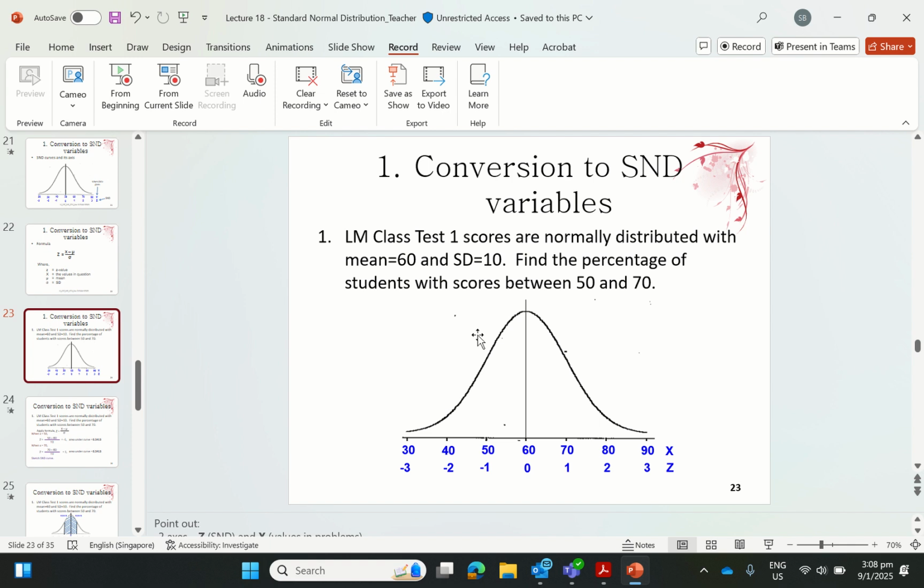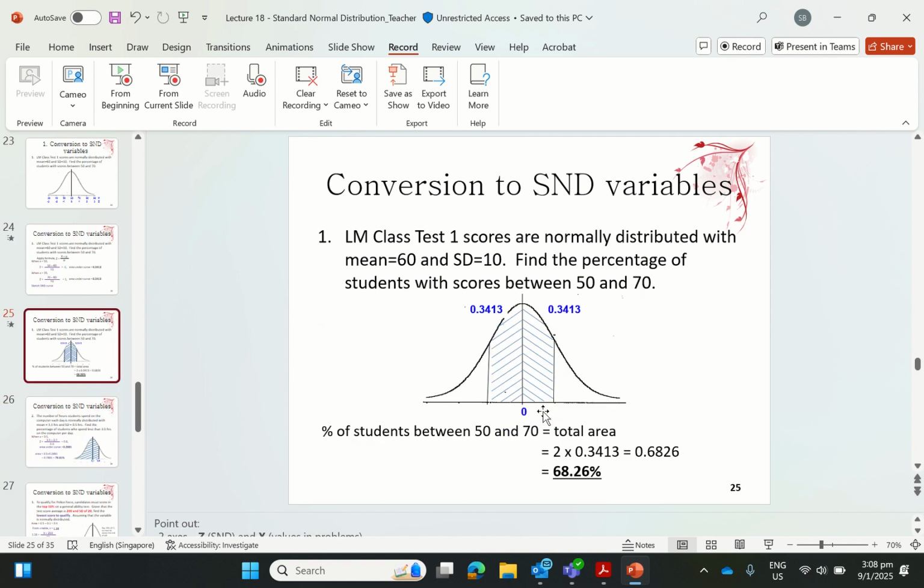Let's see this example so you can understand better. Your lab maths class test mean is 60. When you have this type of question, first job, draw the curve, put the center 60. Important, this one: standard deviation is 10. Find the percent of students with score between 50 and 70. So 50 is here, 70 is on the right side of 60, right? So you need to find the percent, which is the area within the curve between 50 to 70. That is what the question wants you to find.